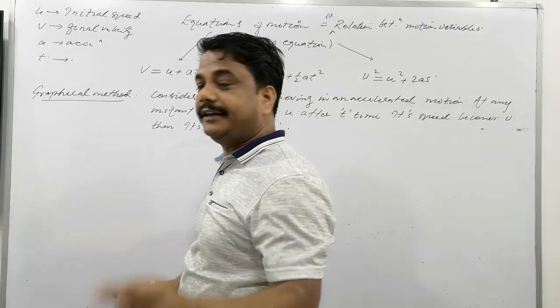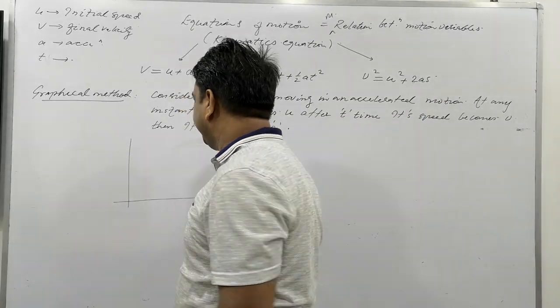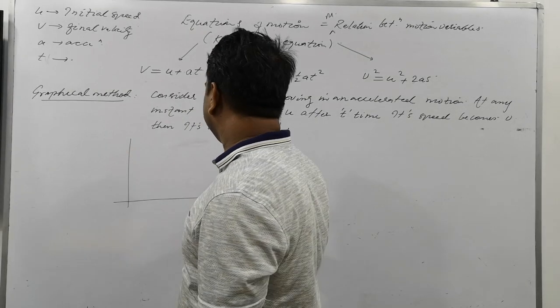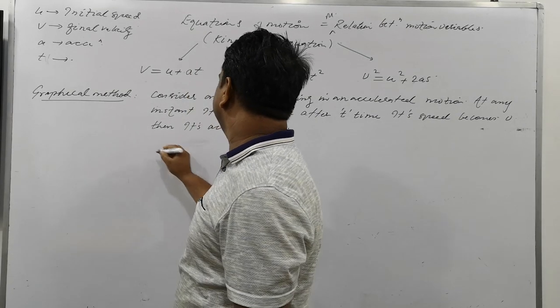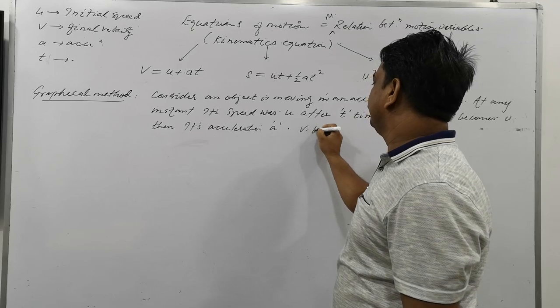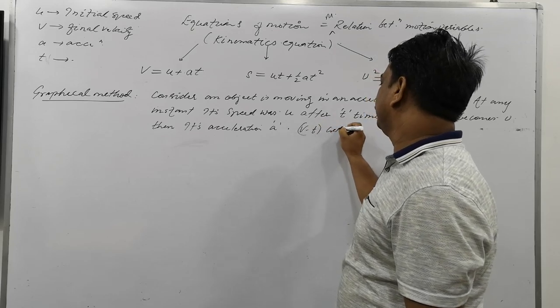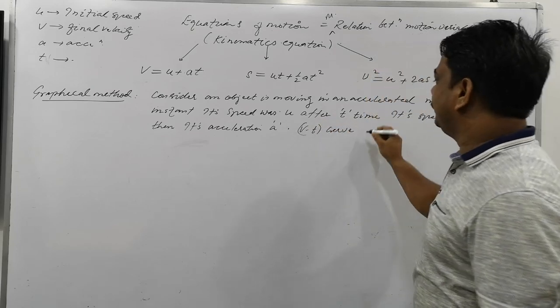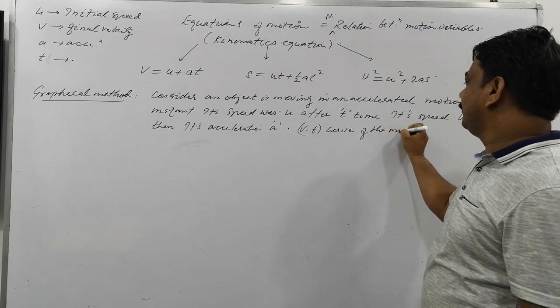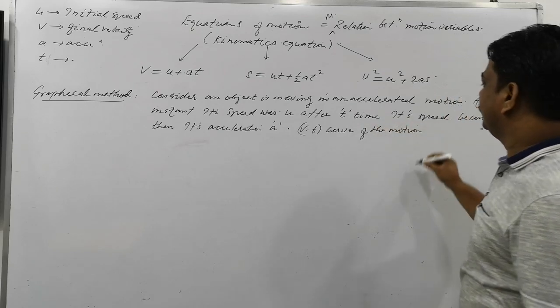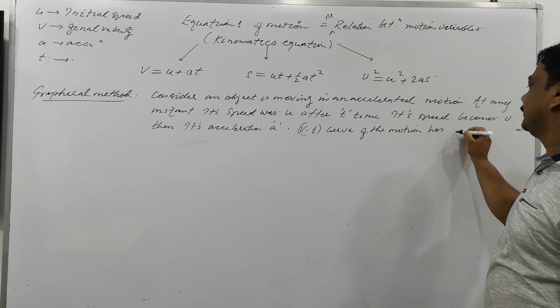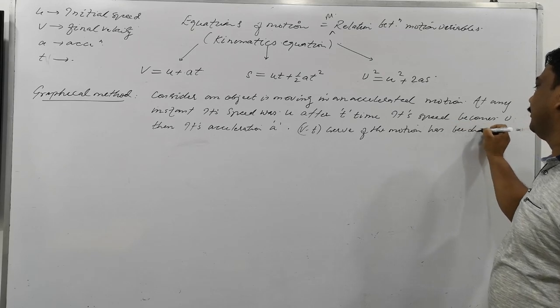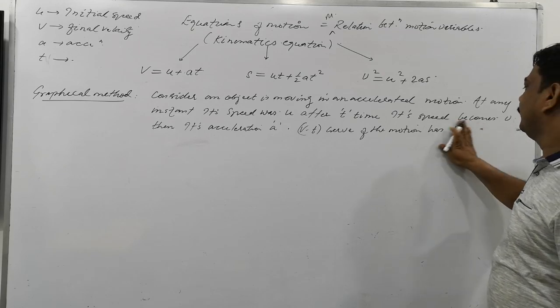So I am drawing a VT curve here. Please write this down: the VT curve of the motion has been drawn below.